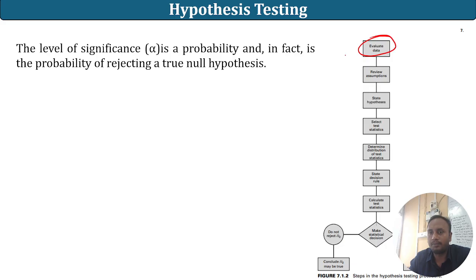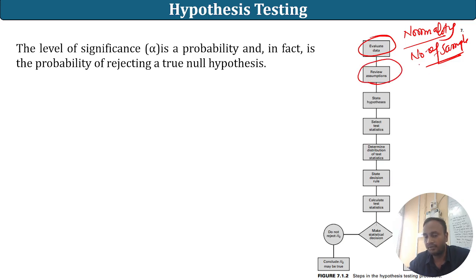First, to evaluate the data. Data evaluation means we have to check for normality, whether the data is normal or not. If not, then what distribution are they following. And we have to check whether the number of samples is large or small. Then we see the other conditions, and we have to make the assumptions. Once we know the assumptions, we have to state the hypothesis.